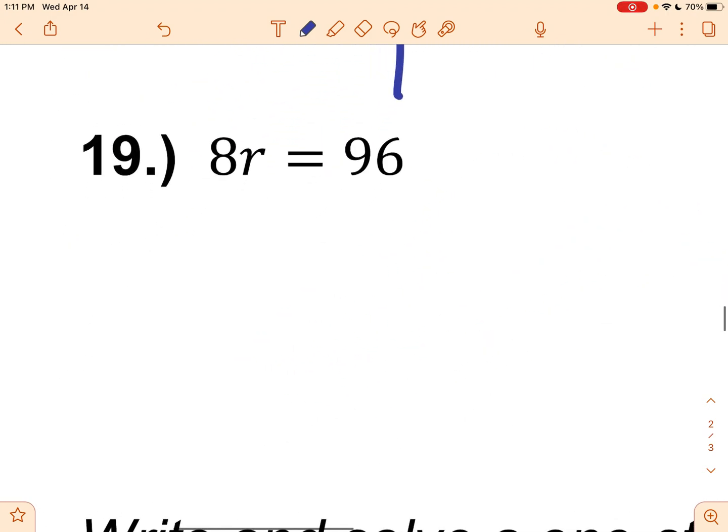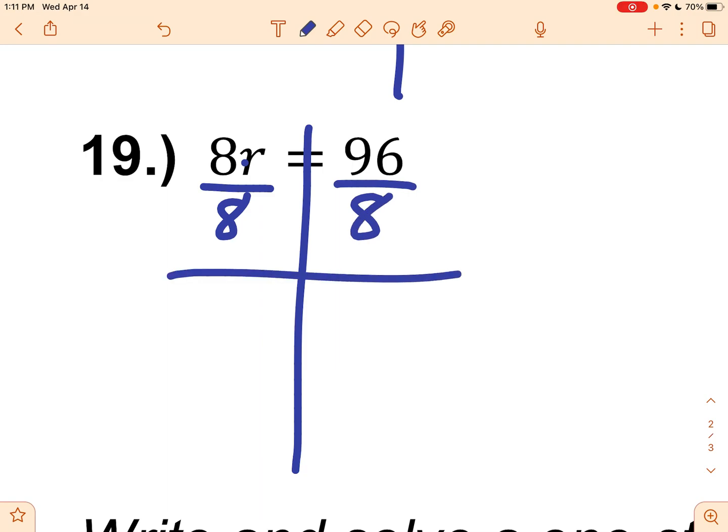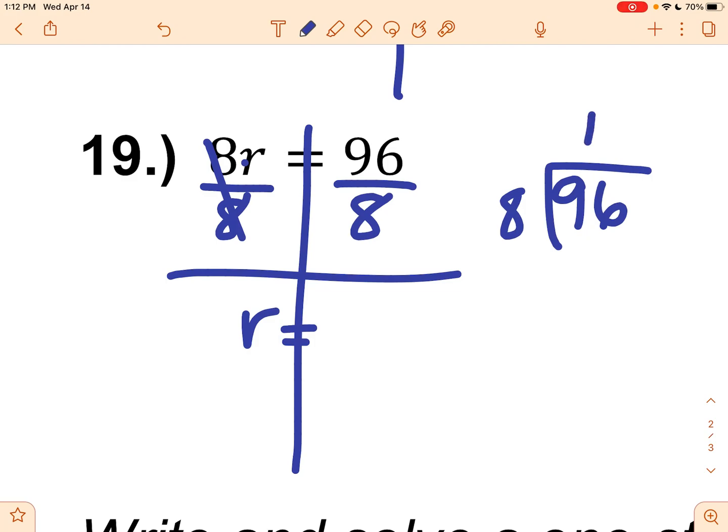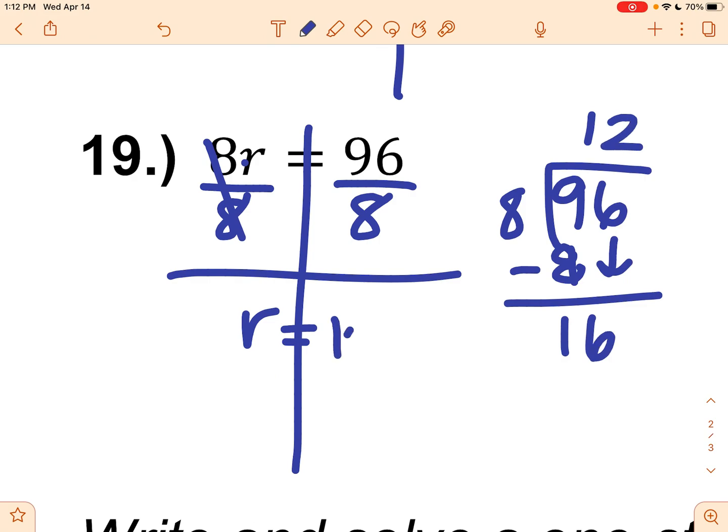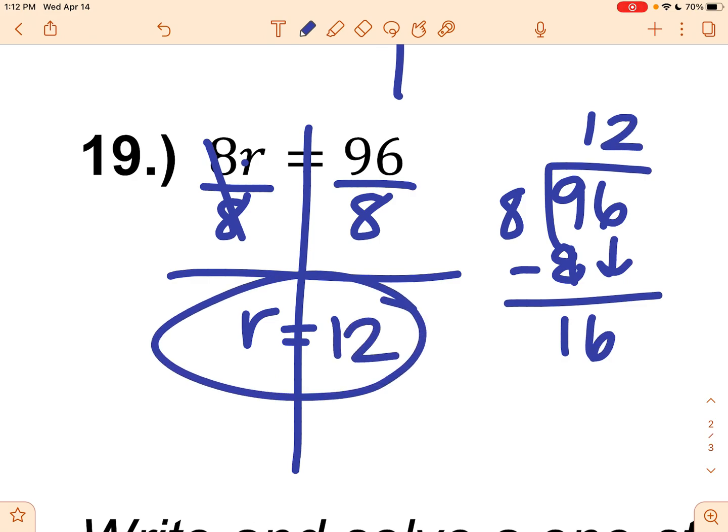Moving on to number 19. 8, remember this is times r, is equal to 96. The opposite of times is to divide, so divide both sides by 8. Our 8's cancel, we're left with just r. 96 divided by 8, I want to say that's 12. Let's double check. 8 fits inside 9 one time, subtract. Oops, 9 minus 8, we get 1, bring down our 6. Yes, it is 12.